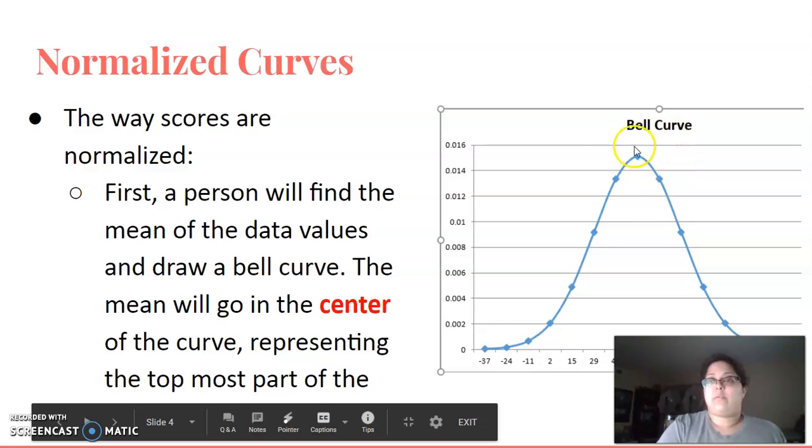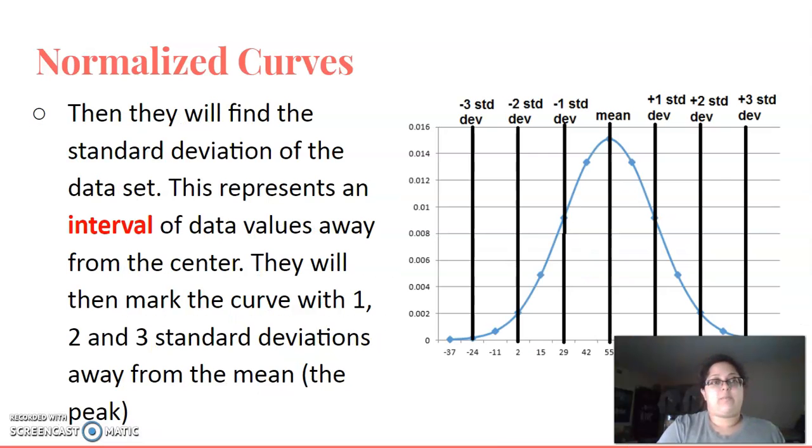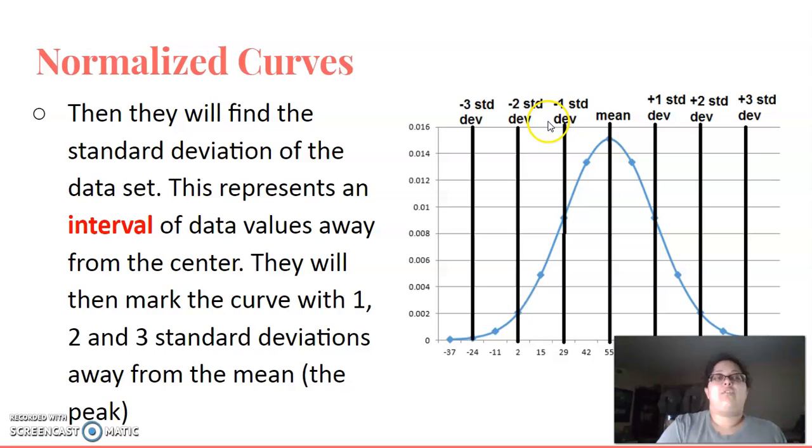The top, this mean right here, right down the middle, that's where you would put the mean, because that's the center, and that represents the topmost part of the peak. Then you're going to go ahead and label the bottom and the sides of your distribution. You're then going to find the standard deviation of the data set.